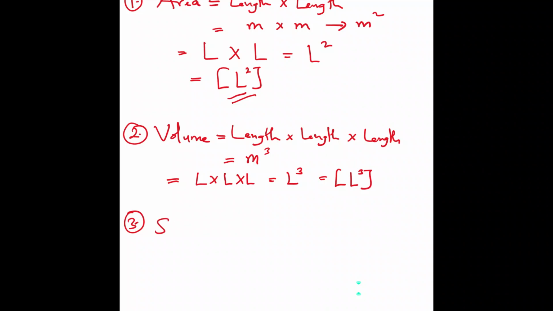Another derived quantity we have in physics is speed. The formula for speed is distance over time.